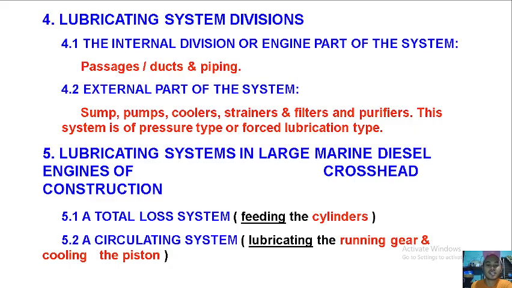the circulating system, which is the one that's lubricating the running gear, the crankshaft, the camshaft, the piston head, the connecting rod, and all other moving parts. It is a circulating system since it goes back to the sump, and then you can reuse it.